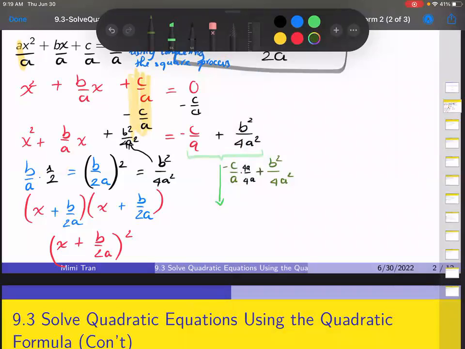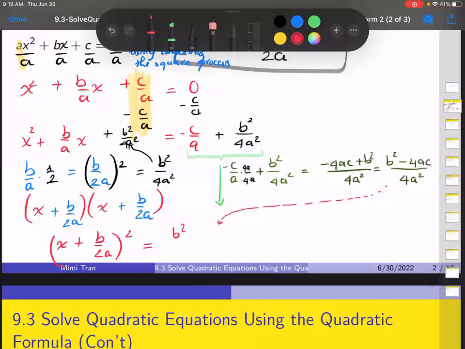So what do I have? I got negative 4ac plus b squared over 4a squared, yeah? But I like to write it like this. I like to write it b squared minus 4ac over 4a squared. I'm going to bring it down here. So I got b squared minus 4ac over 4a squared. So far, so good.